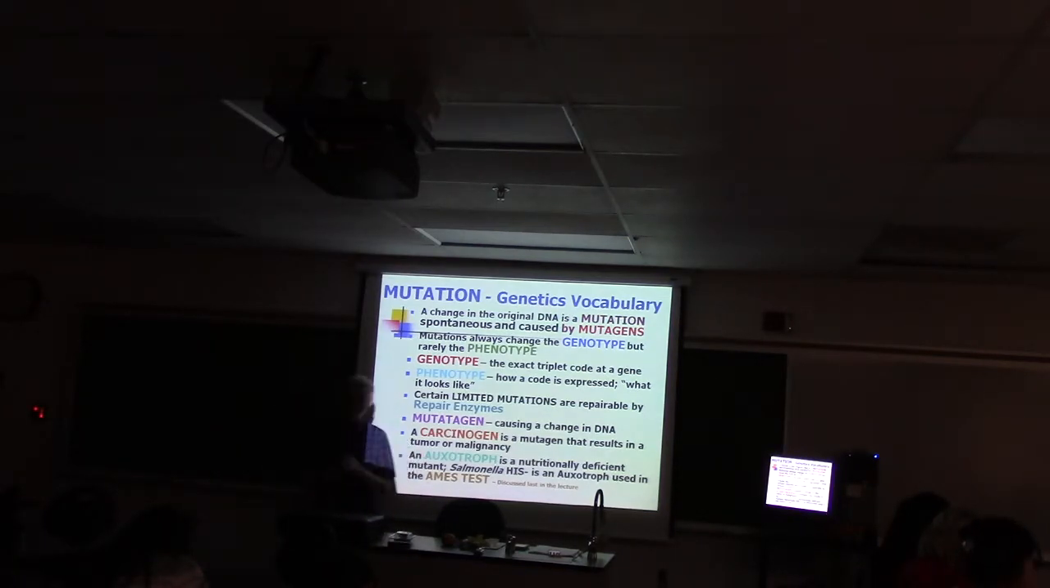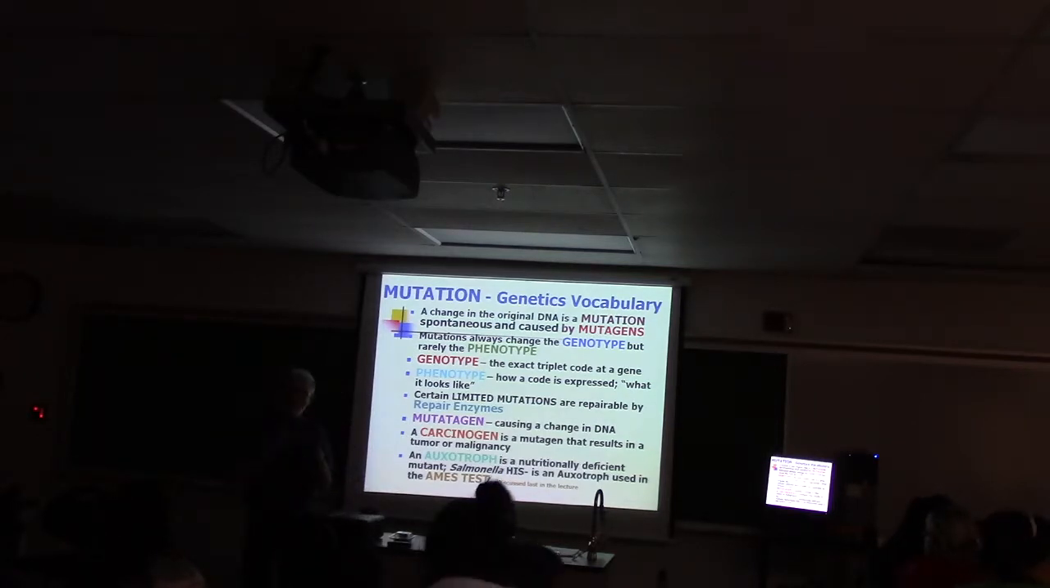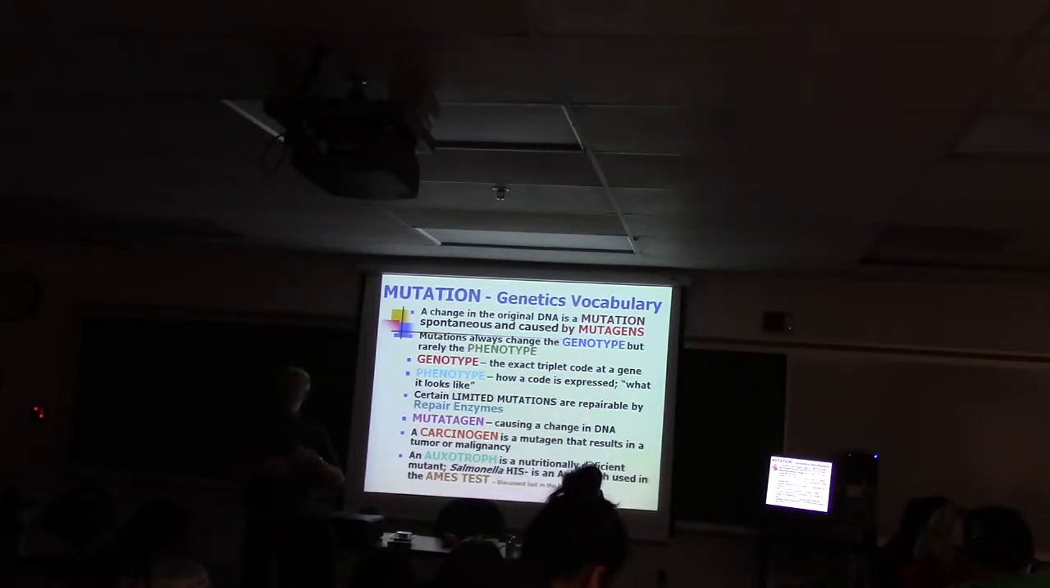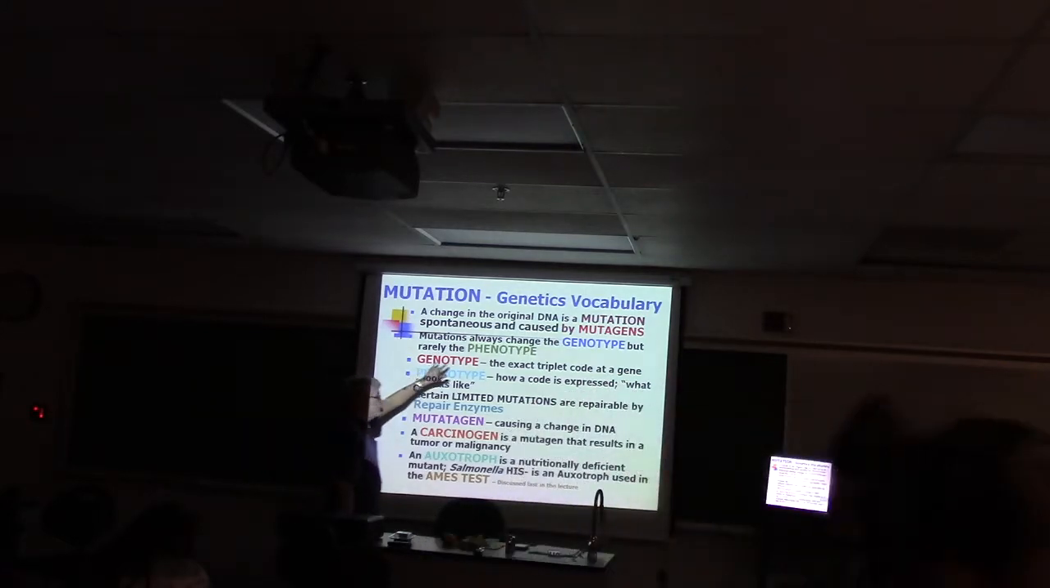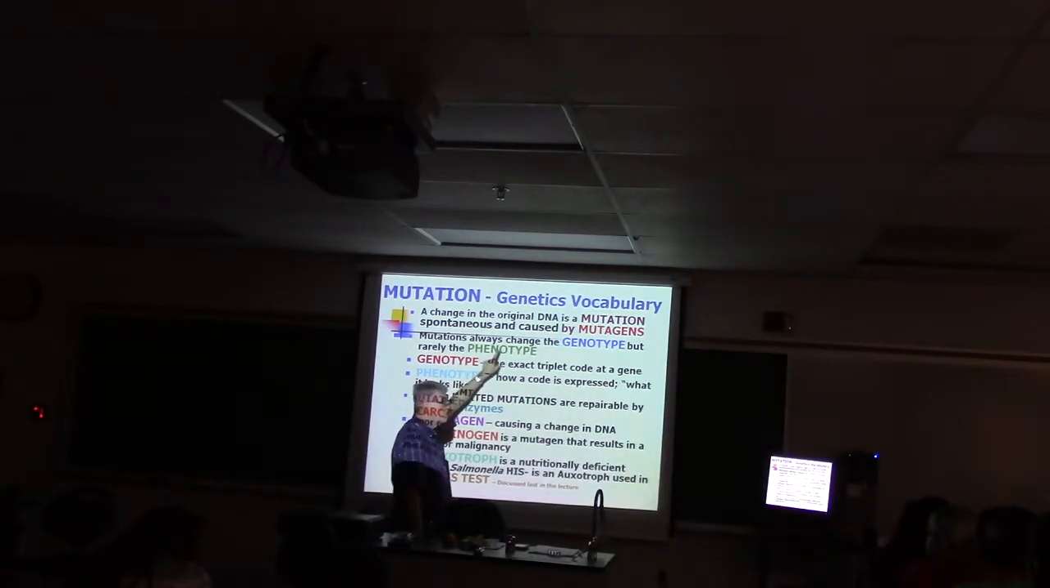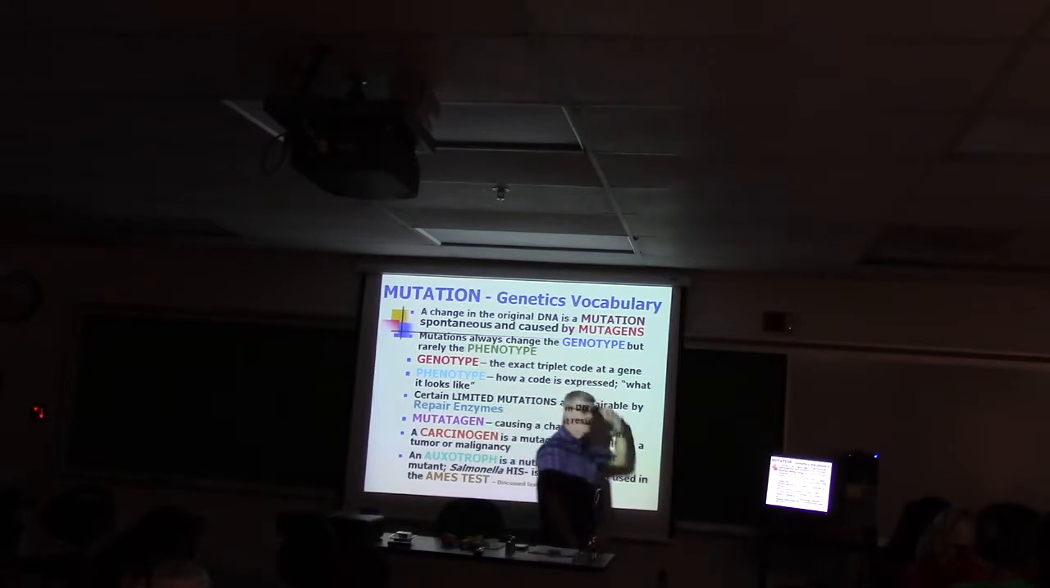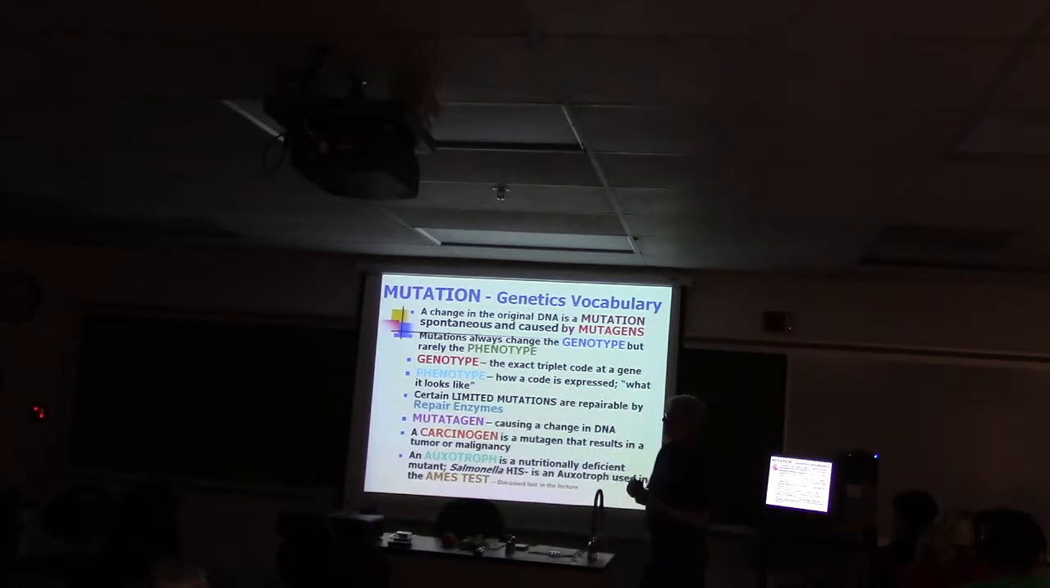Now, the exact DNA that an organism has is its genotype. How the different genes work together to give you brown eyes or blue eyes, that's phenotype. So what you look like is phenotype. What the actual genes are, the actual DNA, is genotype.